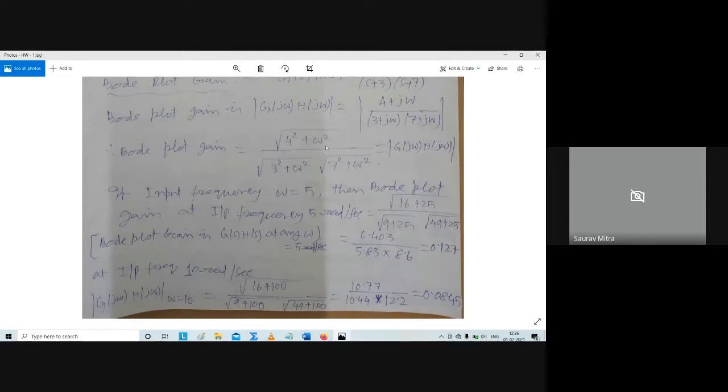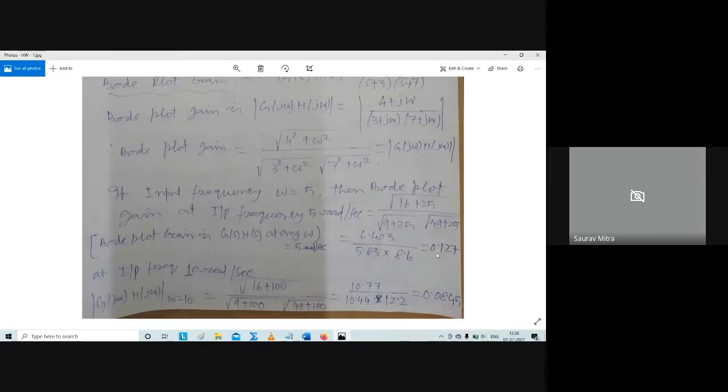But here we are finding the mod of that, so it will be positive. If you substitute omega as 5, the numerator is the root of (4 square plus omega square), that is 16 plus 25. The denominator is 3 square plus omega square, that is 9 plus 25, because we can supply different input frequencies to the circuit whose G(s)H(s) is given. Calculating for omega equal to 5 radian per second, you find 0.127. That is the gain. That means this system at a 5 radian per second input frequency gives a gain of 0.127.